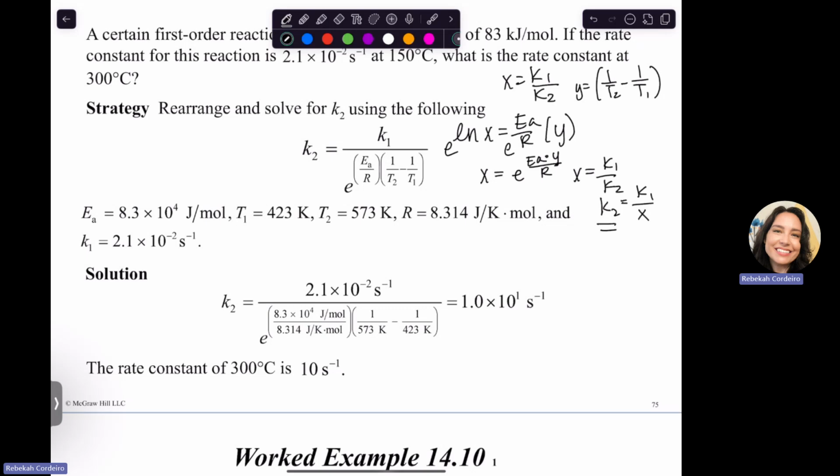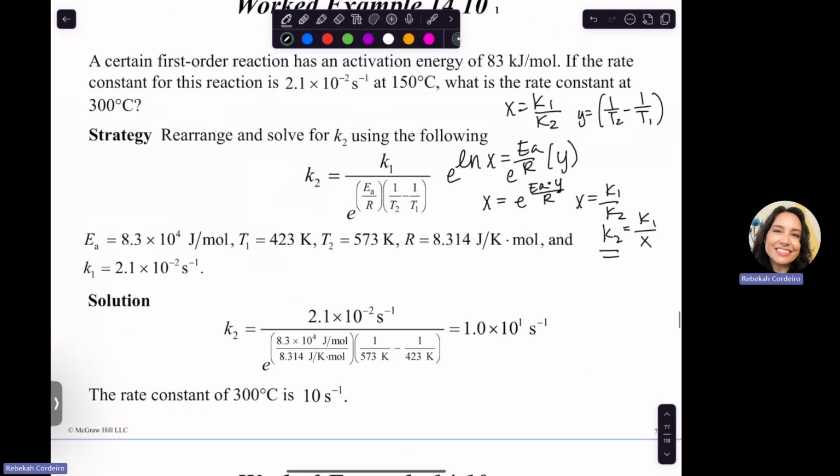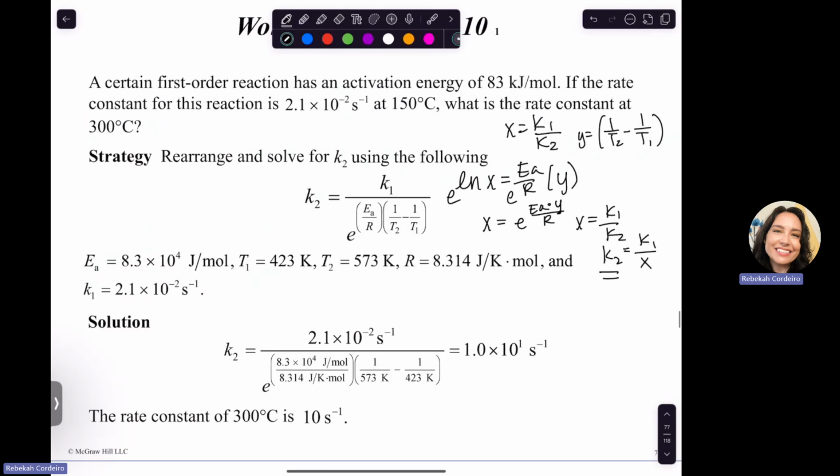I know that seems a little complicated, but just try it out however you want. If you want to plug numbers in and then rearrange, or rearrange and then plug numbers in, there are easier ways to do it than just grappling with all the K's and the T's. So your answer for this one, the rate constant at 300, should be 10 inverse seconds, or 1 times 10 to the 1 inverse seconds. And if it's 2 sig figs, it should have a decimal there.